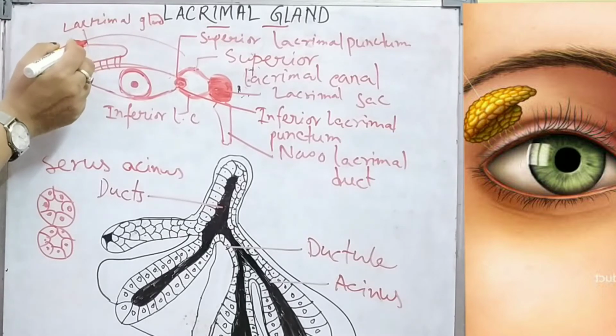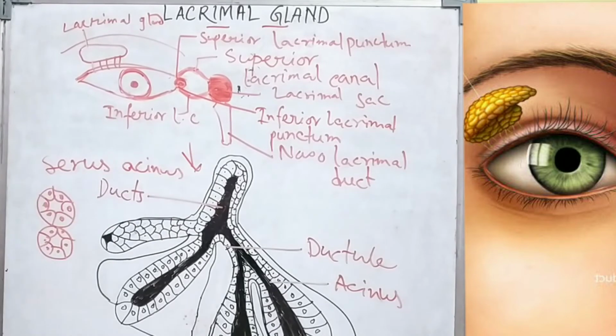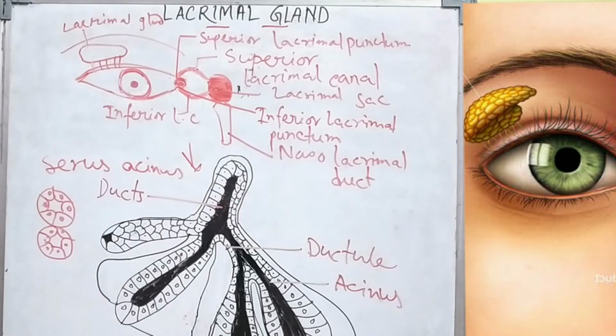So, if we go through the histology, then we can see this structure. This is the histological presentation of the lacrimal gland, or the actual structure of a part of a lacrimal gland, where we can see the ducts, ductules and acini. So basically it is a serous gland.